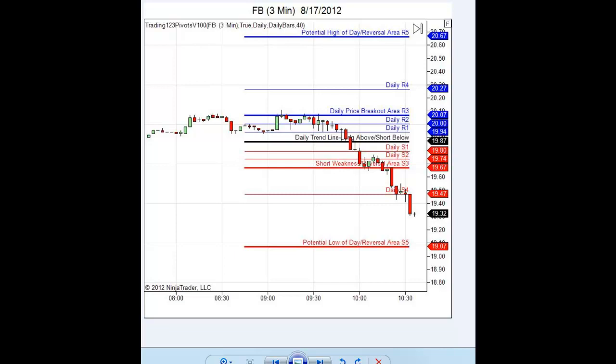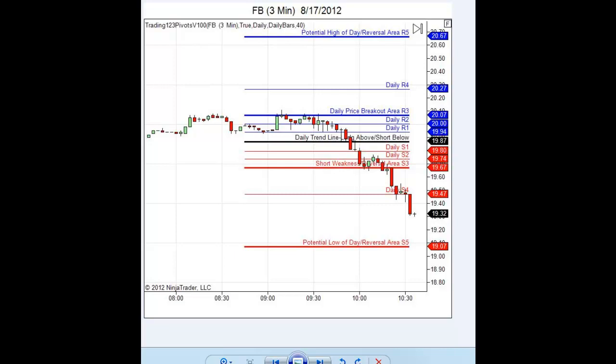And then you have the breakdown levels of your S1 through S5. S3 being the area where it loses all support, and it'll trend down to the S4 here. And you've got about an 88% chance it'll go down to the S5 level.